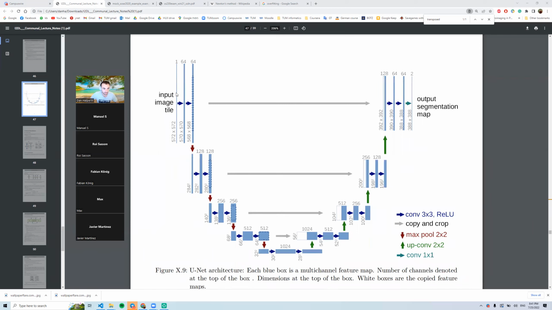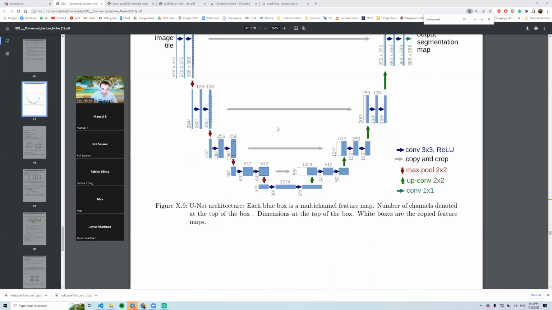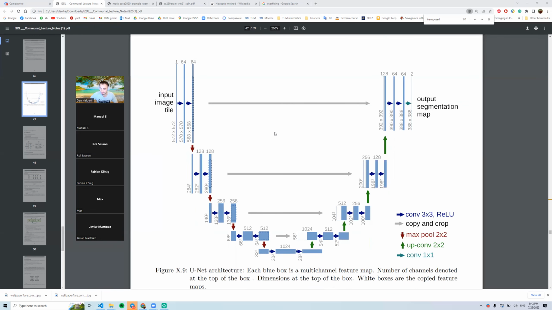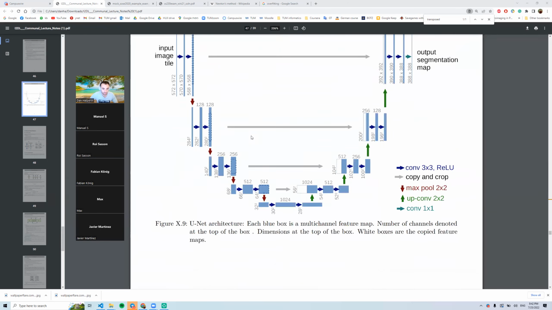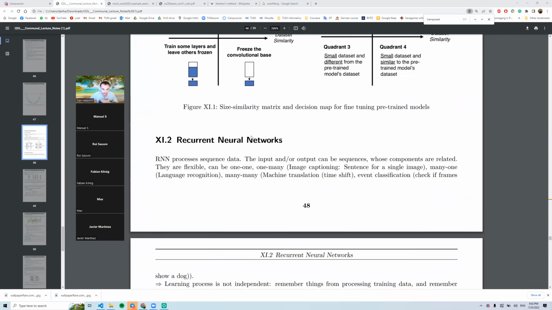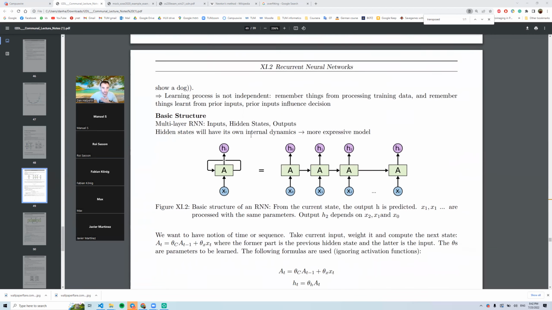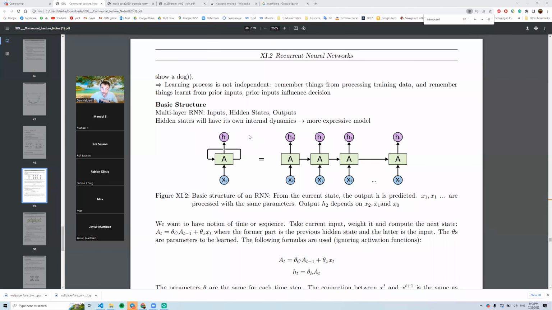What else do I want to talk about here? Fully convolutional networks: the answer to why we use skip connections in UNet is for fine-grained features. This was the answer from previous exams. What else? Okay, we did talk about transfer learning. We could talk about recurrent neural networks if you like.